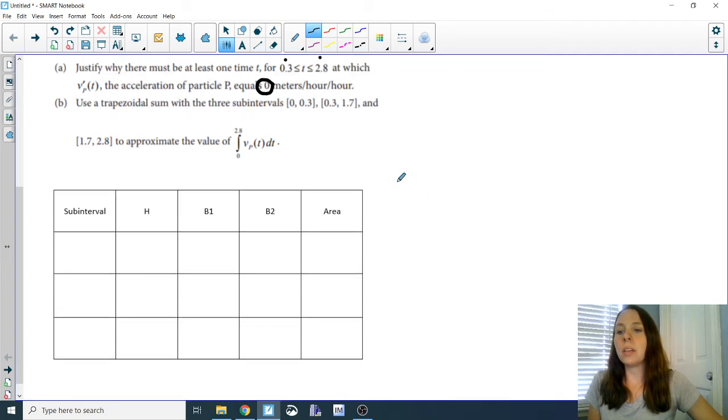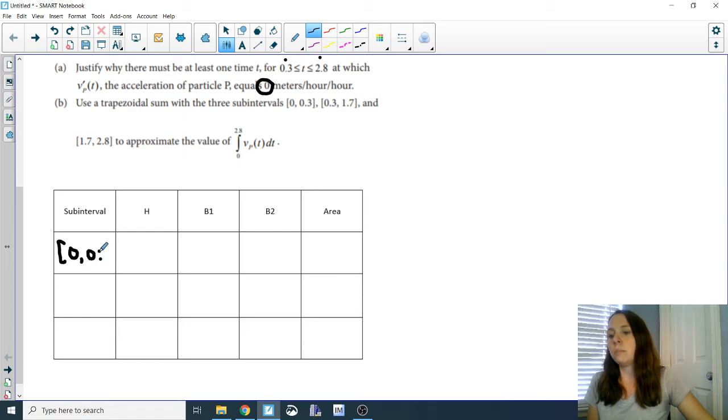All right, so here's how I like to do trapezoidal sums or any sort of approximation technique. I like to set up a table that looks like this. The first thing that we're going to do is just put our subintervals in here. The first one is 0 to 0.3. The second one is 0.3 to 1.7. And the third one is 1.7 to 2.8.